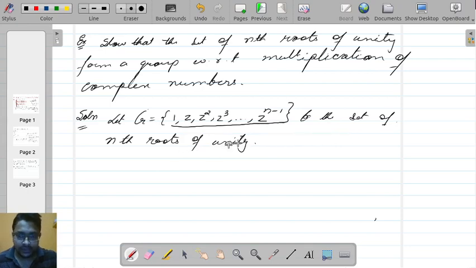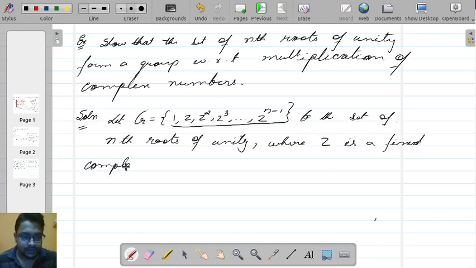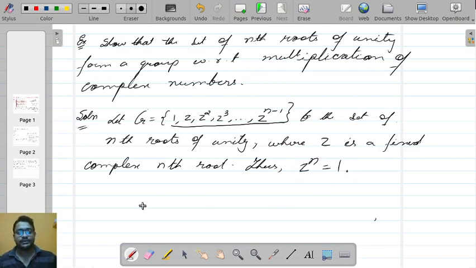So let G be this set of nth roots of unity, where z is a fixed complex nth root, because that is not the real nth root. Thus z to the power n is always equal to 1. Okay, this is always satisfied. And 1 can be written as z to the power 0.